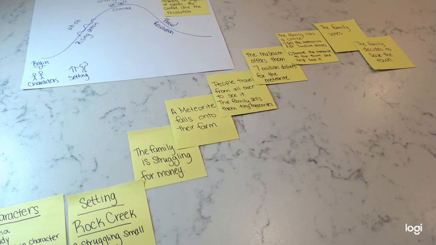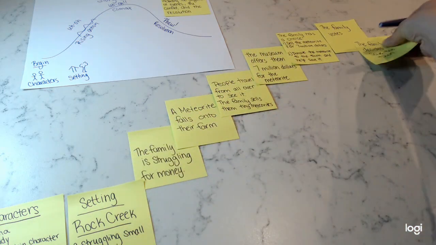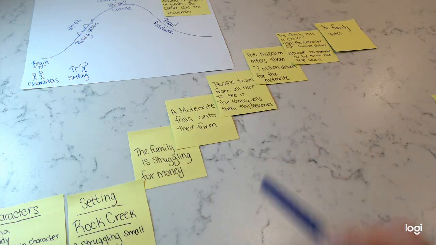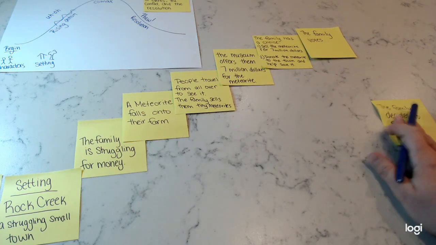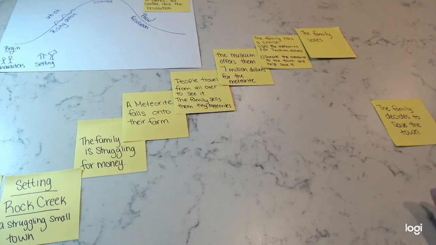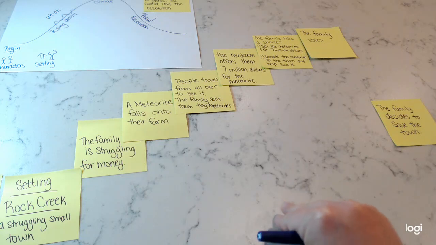So taking a step back, you can see our completed plot map, right? And it's true, the story kind of ends pretty quickly after the family votes. It's boom, resolution. The family decides to save the town and the story is pretty much over from there. So what I want you to take away from today is to notice how important it is to sequence events in a story and understand how all of those pieces work together to create a cohesive plot that makes sense. When you take something out of the story, everything else falls to pieces.